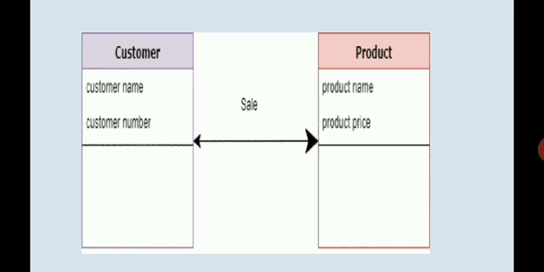So if I look at this figure, I have two entities, one is the customer and one is the product. And what are the attributes? The customer has two attributes, customer name and customer number, and product has two attributes, product name and product price. And the relationship that the customer and product share is a sales relationship. The product is sold to the customer, or I can say the customer is buying the product, right?